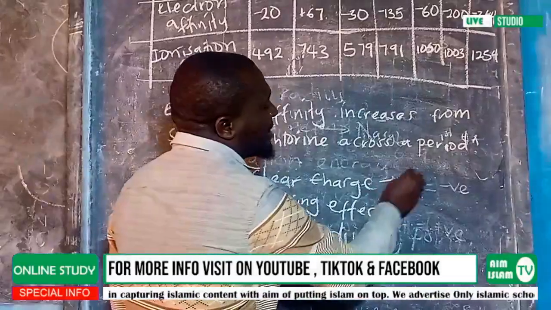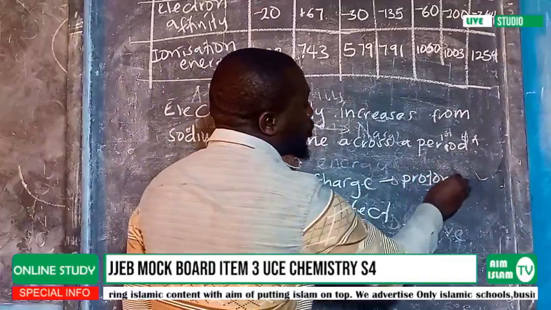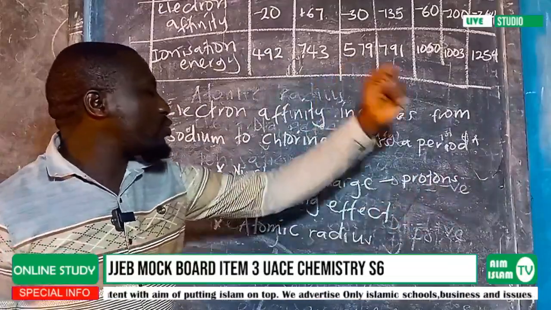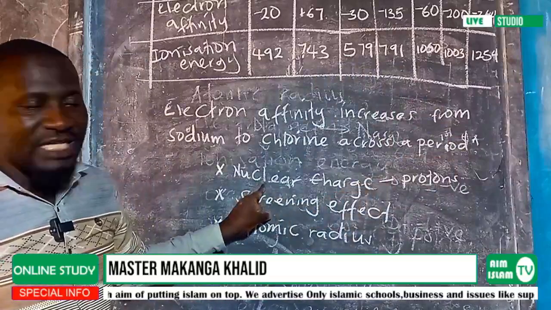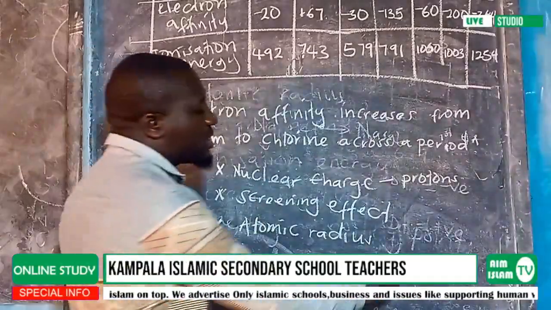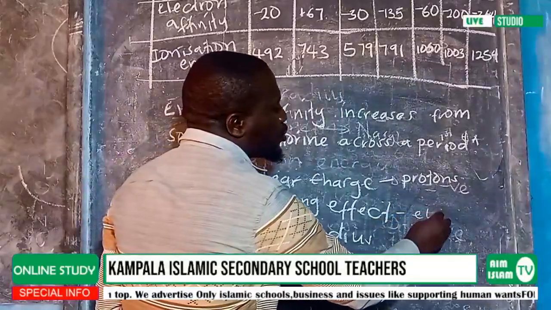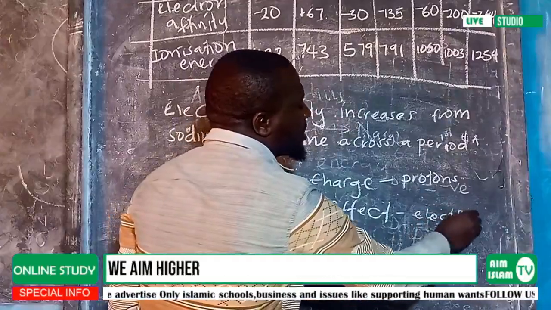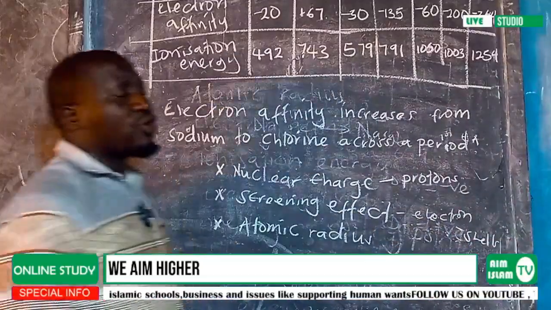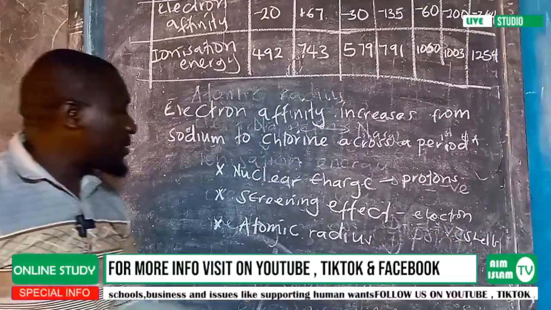by the number of protons. So it means that if the number of protons goes on increasing, you are also increasing the nuclear charge. The screening effect deals with the number of electrons, and the electrons increase the number of shells or energy levels. Then talk about the atomic radius.